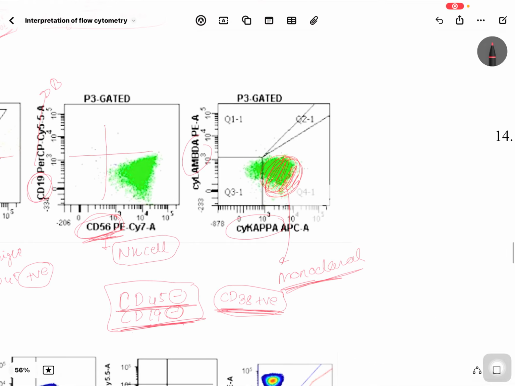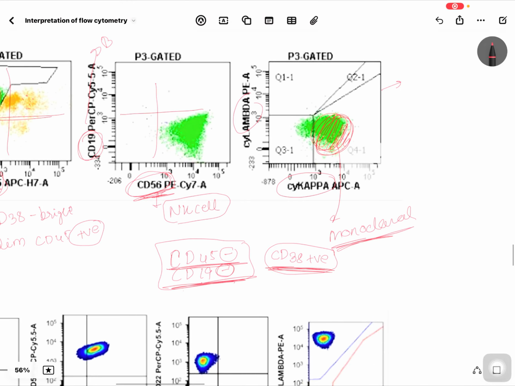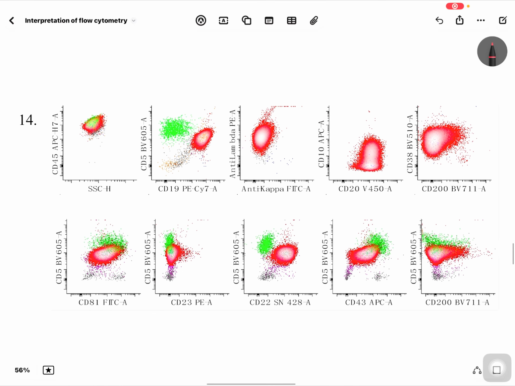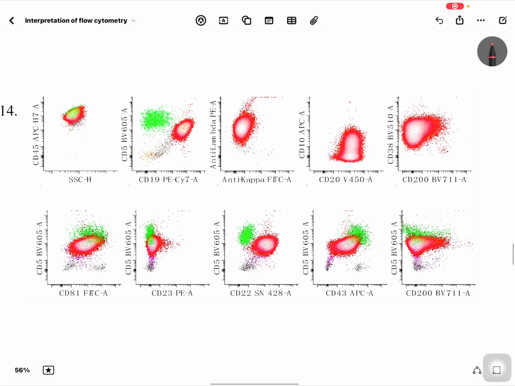So our answer for this is plasma cell myeloma. Okay, why? CD45 negative, CD19 negative, CD38 as well as CD138 should be positive for plasma cell myeloma. Understood? Moving on to the next one, that is the 14th. CD45 and side scatter. What is this? Not understanding, leave it.